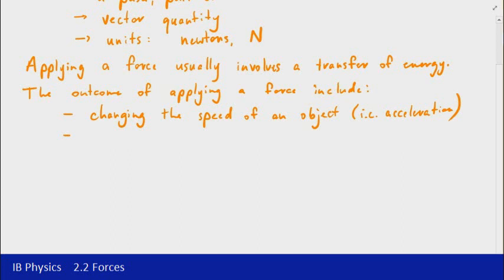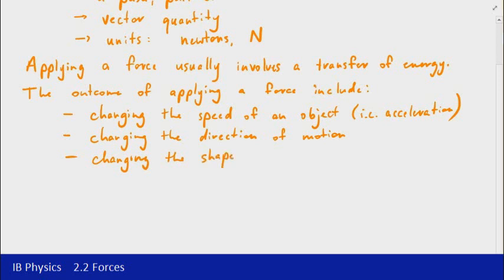The second possibility is changing the direction of motion. So applying a force that causes an object to, say, go around a corner. Notice that in that case that's actually also a type of acceleration, because the direction of the velocity will have changed. And the last one is changing the shape of an object. So if you apply a force to something, you can deform it so that its shape becomes different. So there's some of the basics of forces.